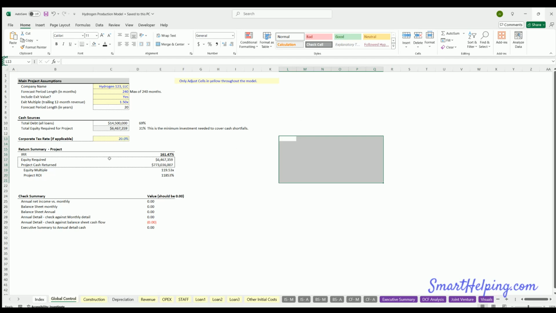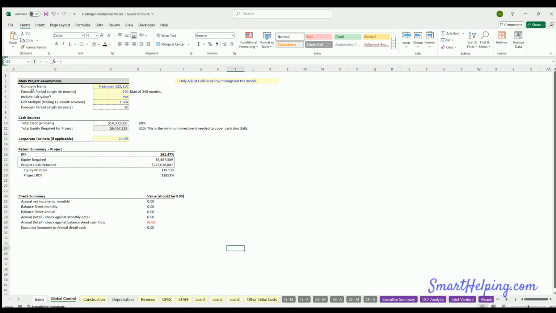So here we go. We'll start on the global control tab and I'll explain each tab as we go. This does have a full three-statement model: income statement, balance sheet, cash flow statement. It has executive summaries, IRR, discounted cash flow analysis. I do have an option for a joint venture if you're raising money through a GP-LP structure or just an agreement between two parties, mainly one operator, one providing a lot of the money. Visuals and monthly and annual details over here. So let's get into it.